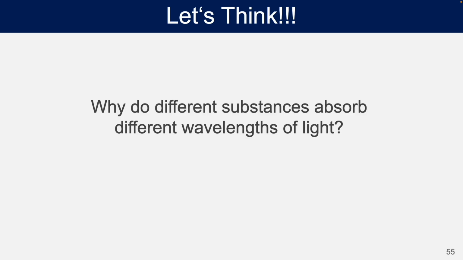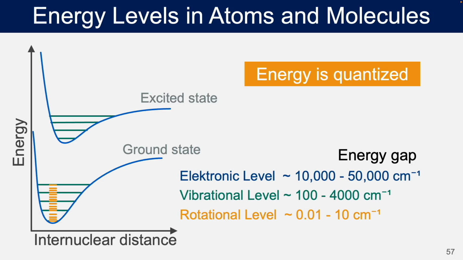It all comes down to molecular structure. Each molecule has unique energy levels determined by its atoms, its bonds, and its electronic configuration. And the gaps between those levels decide which wavelength of light can be absorbed. So in the end, every molecule has its own absorption fingerprint, and that's the power of spectroscopy. It lets us recognize substances by their spectral features. Let's look into the energy diagram to understand this.